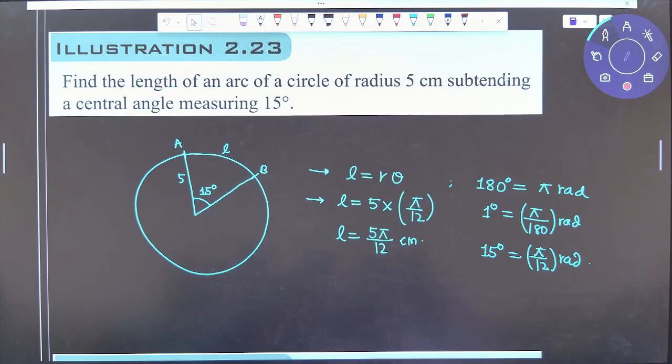Total 60 question is there in trigonometry 1. Again 60 question in trigonometry 2. 60 to 70. So almost 200 to 300 question you will practice in trigonometry.